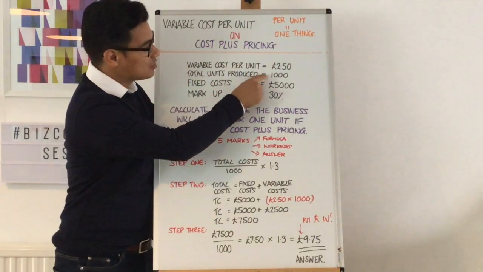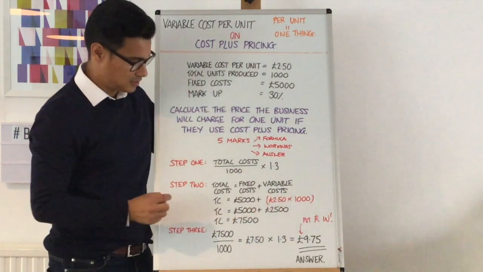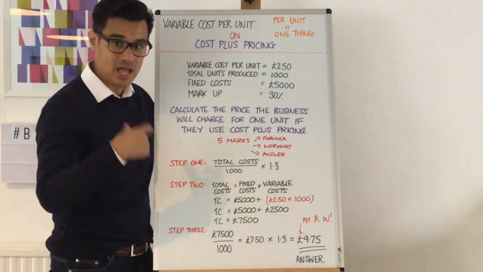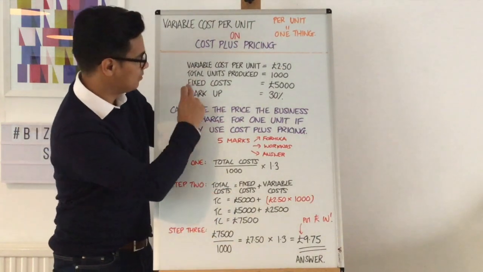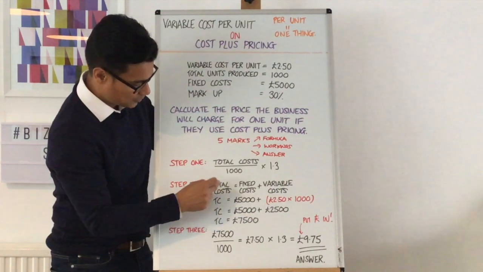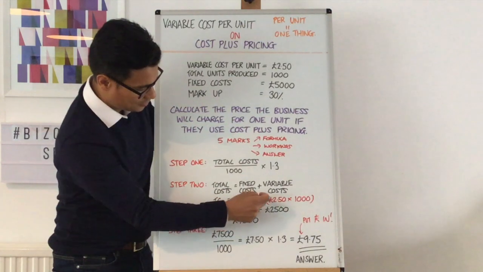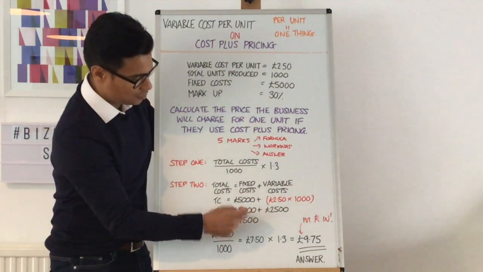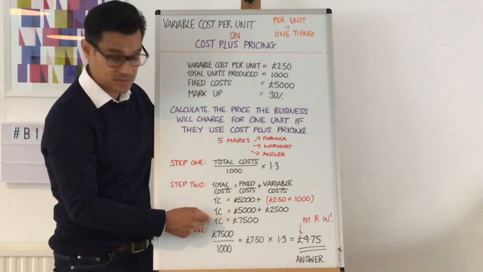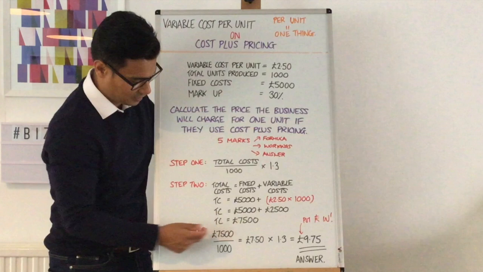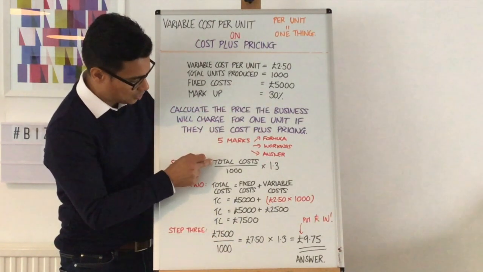So 1,000 times by £2.50. So you can see it here, £2.50 times by 1,000. That's the total variable cost. And the fixed costs are 5,000 because we're given it here. And so total costs equals fixed costs plus variable costs. So total cost equals 5,000 plus £2.50 times by 1,000. So it's going to come to a total of 7,500 because you've got the 5,000 and 2,500. So now you've worked out the top half of this equation here.